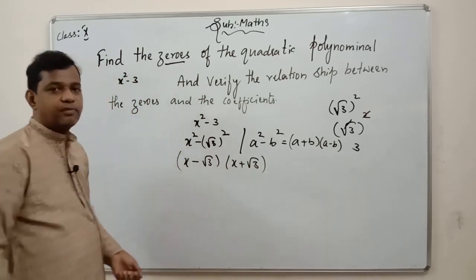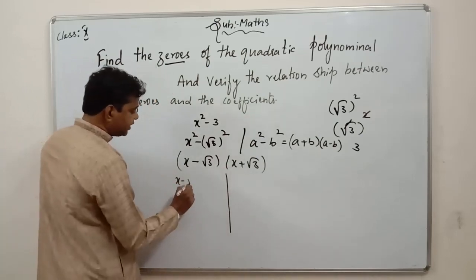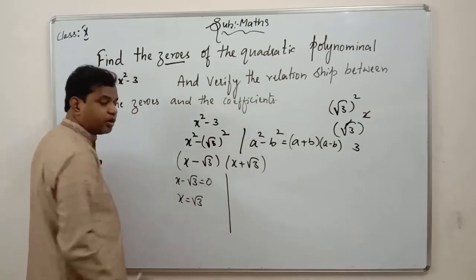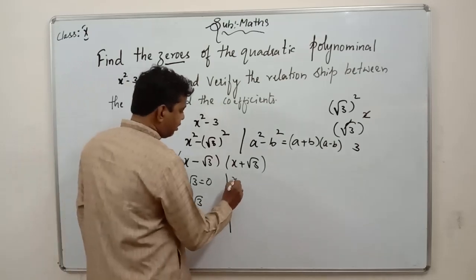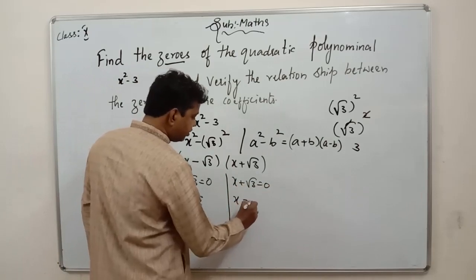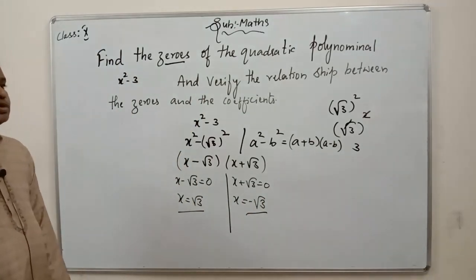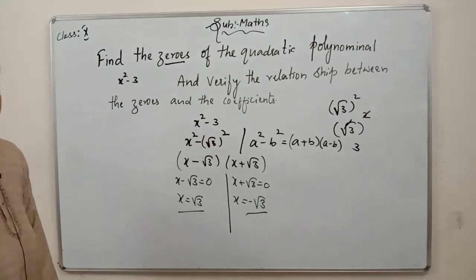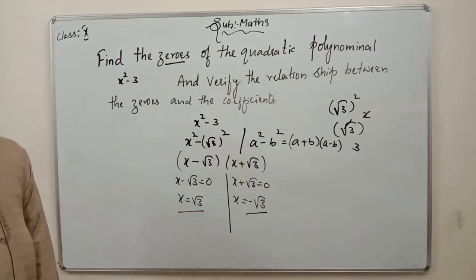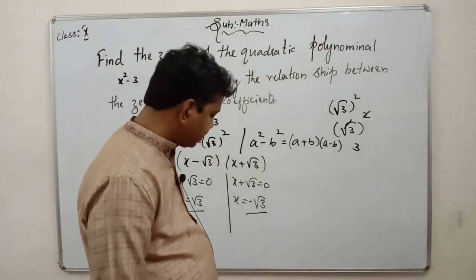So if we take the zeros of the polynomial, you can take them directly now, because we already have the factors here. So x minus root 3 equals 0, so x equals root 3. You get one root of the polynomial. Or x plus root 3 equals 0, so x equals minus root 3. So we got two values here. These are the roots of the quadratic polynomial. Then the same procedure follows as last time. So we got root 3 and minus root 3.